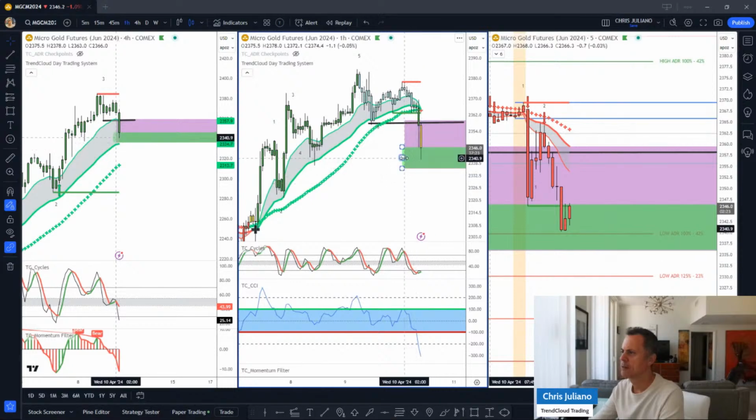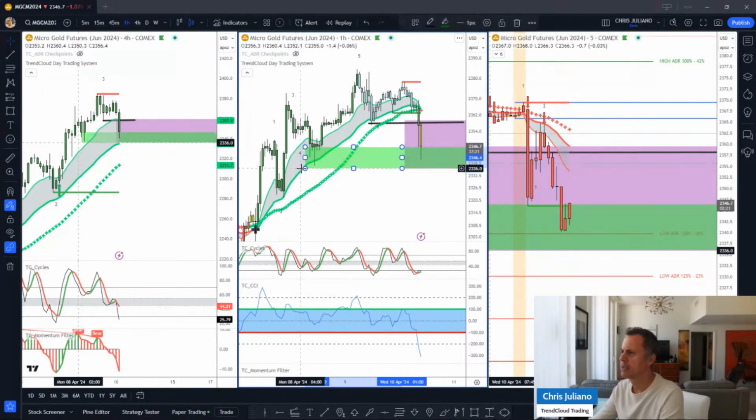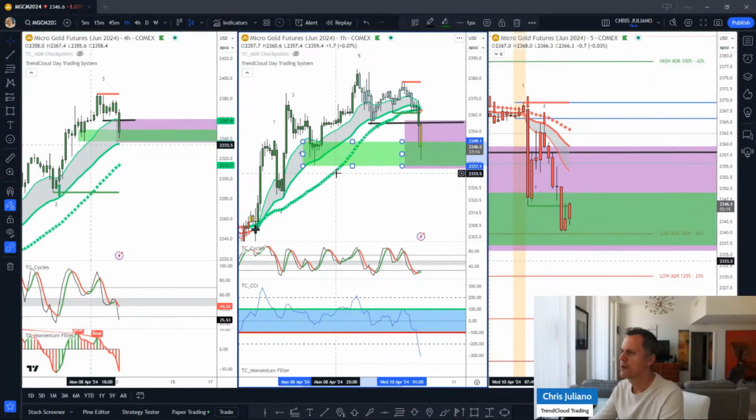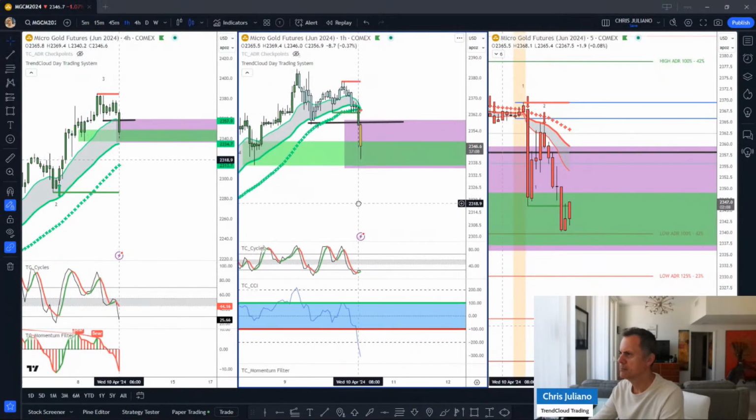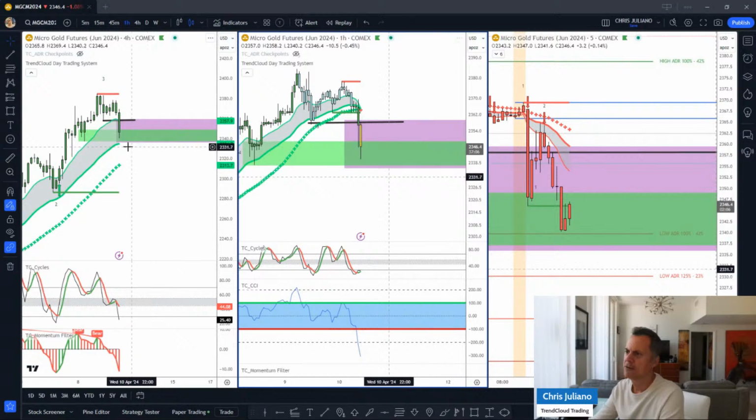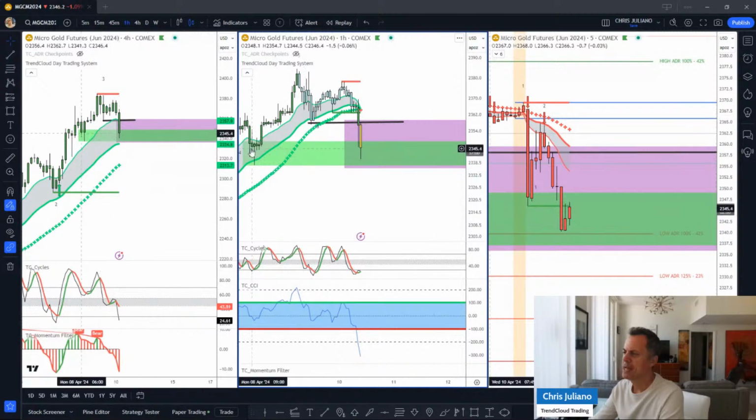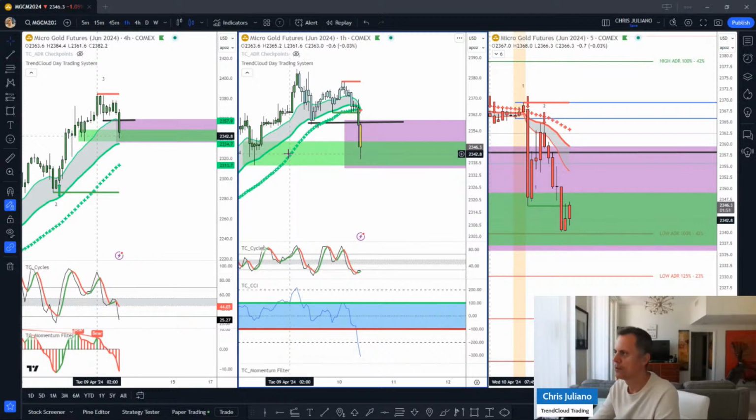Let's go back. Okay, so I'm just boxing out that demand zone on the 1-hour chart, just like that. Purple box, 4-hour trend cloud with the demand zone inside of it. That's usually where the strongest demand zones form.